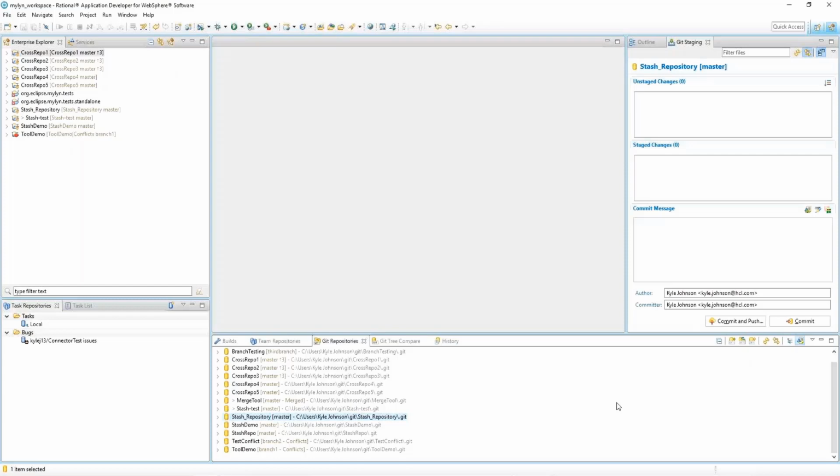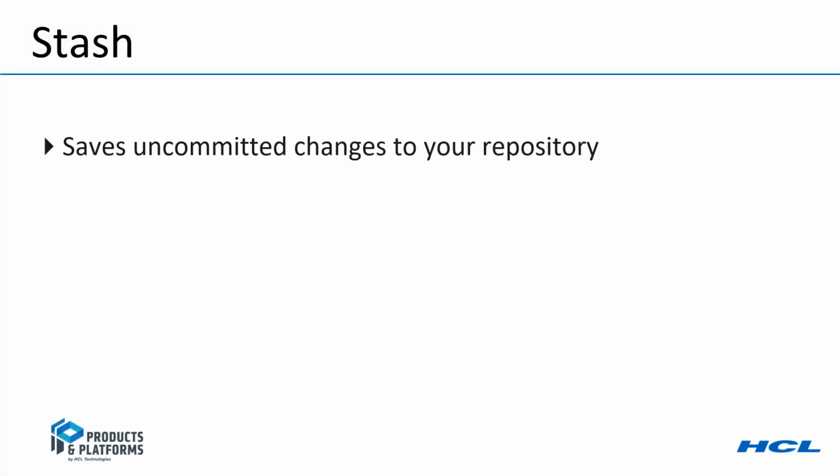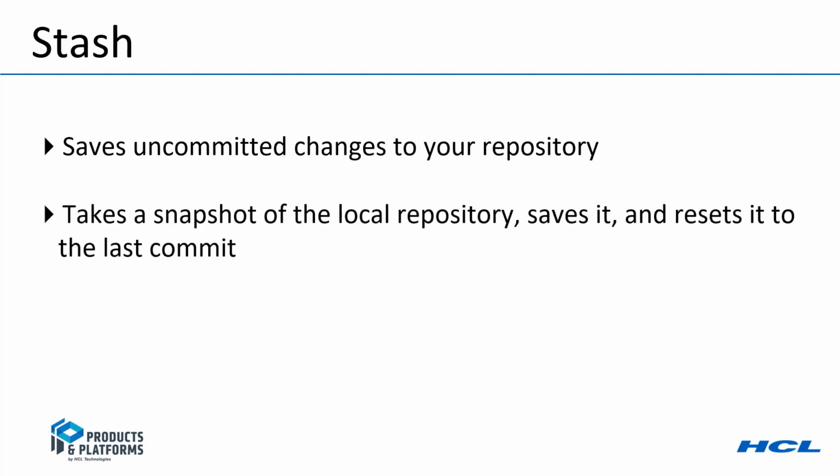In this video, you'll learn about using the stash searching tool. A stash is a way to save uncommitted changes in your repository. It takes a snapshot of the local repository, saves it, and then resets the repository to the last commit. Stashes can be viewed and reapplied to the code later.